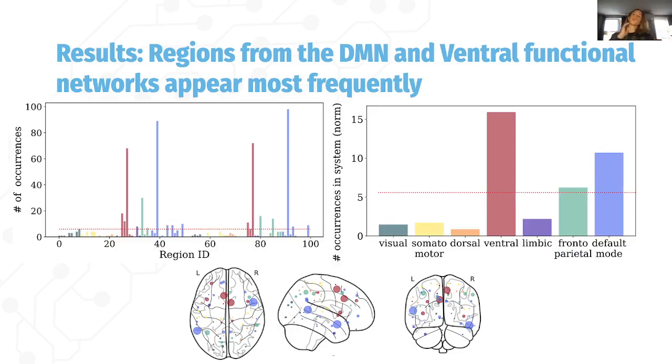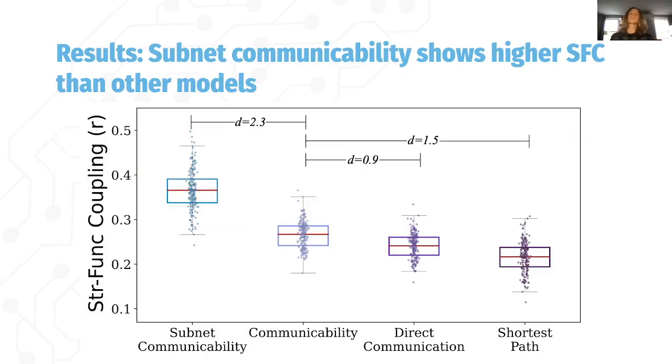So the next thing we looked at was just considering subnets of 3 regions. Let's look at a lot of the ones that have high structure-function coupling with our communication pattern, so a collection of really good subnetworks, essentially. And what we observed is that in these networks, we see the default mode network and ventral regions occur most frequently. So this means that if you're a subnetwork which shows high SFC, you're likely to have regions from the DMN and ventral functional networks.